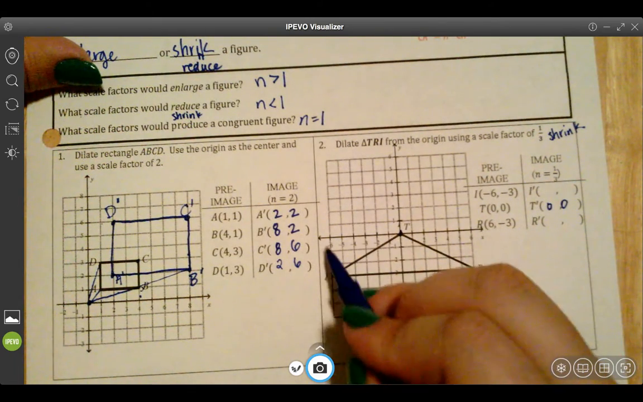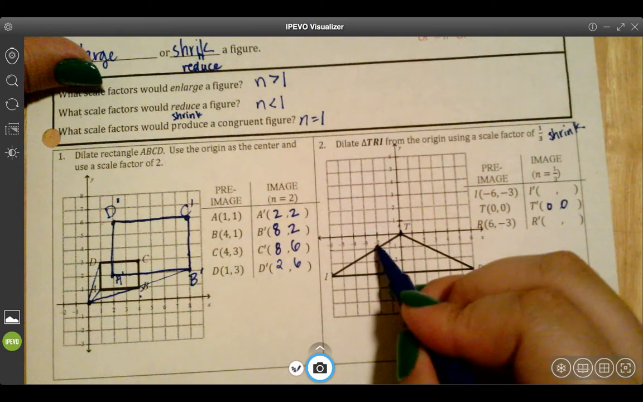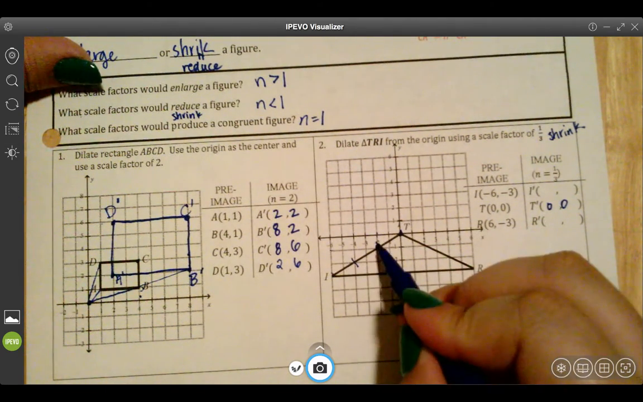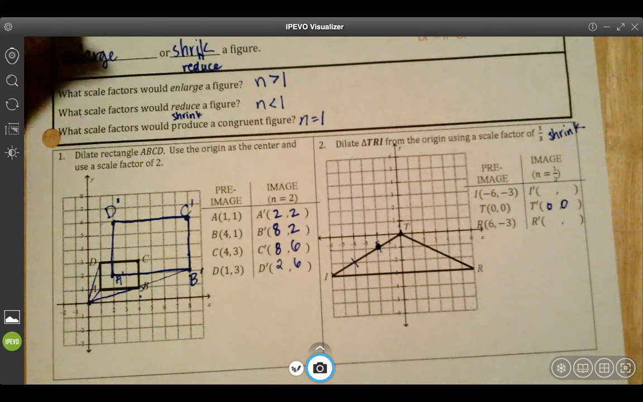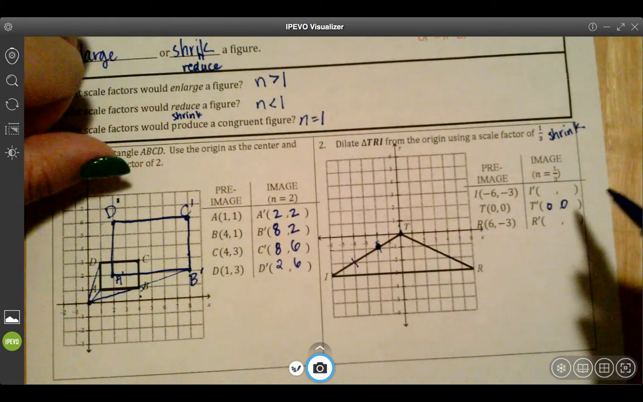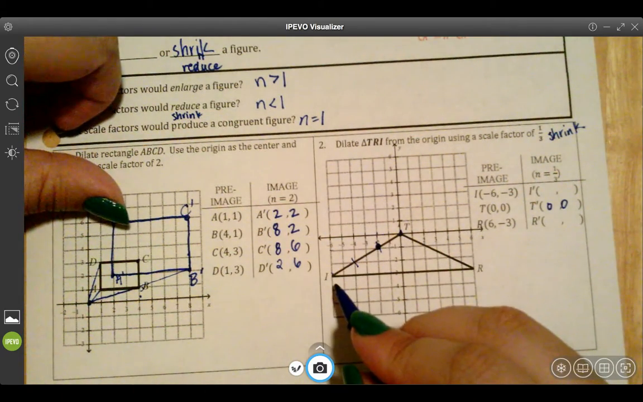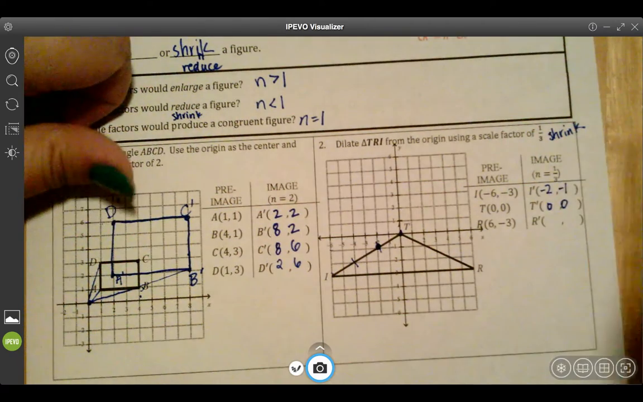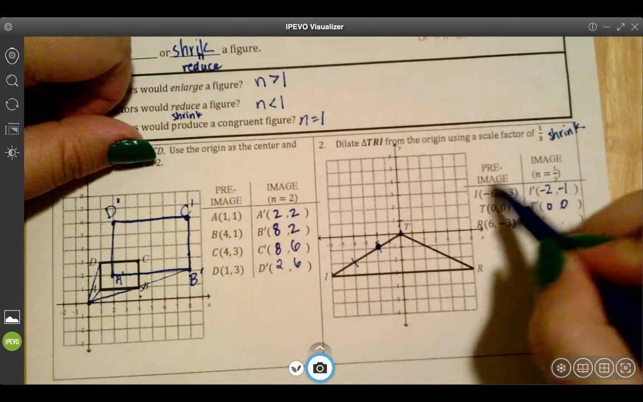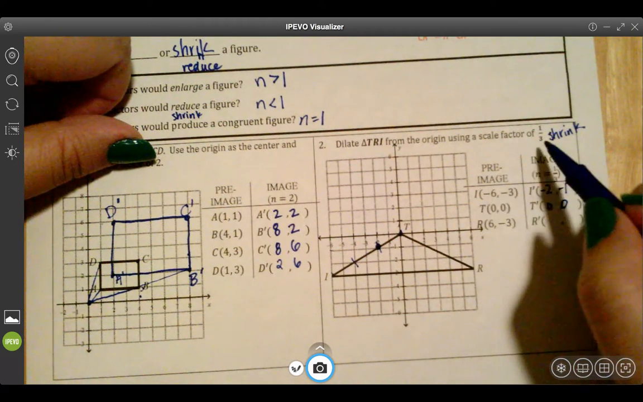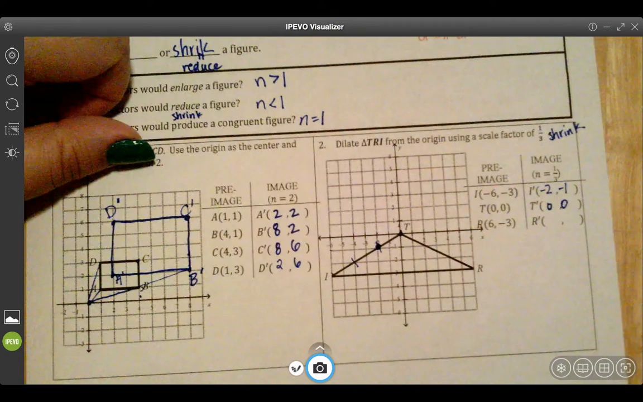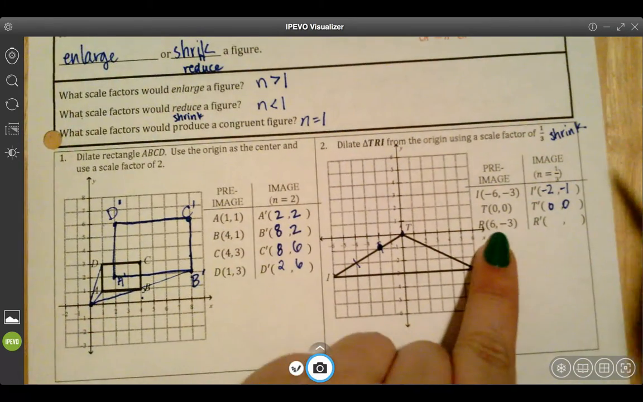And then 3 divided by 3 is 1. So (-2, 1). What I've done is I've split this into 3 pieces, and gone just one of those lengths. So point I prime is (-2, -1). And again, if I took the point of the pre-image and multiplied it by the scale factor, I will get the point of the image.